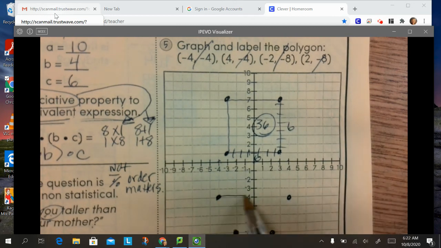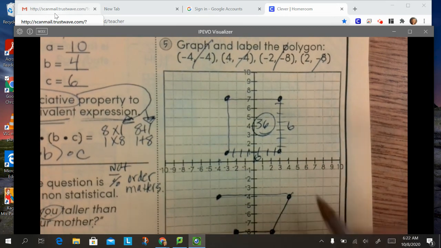Okay, then you just connect all your lines. And look, we made a trapezoid.